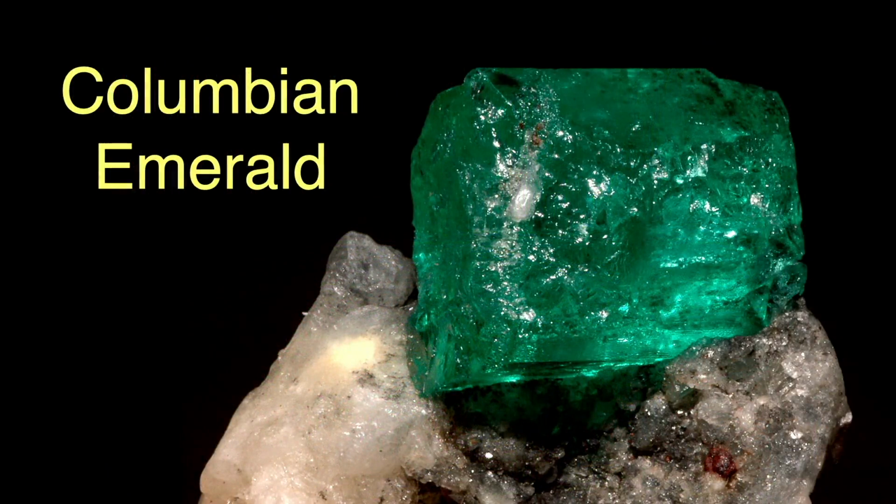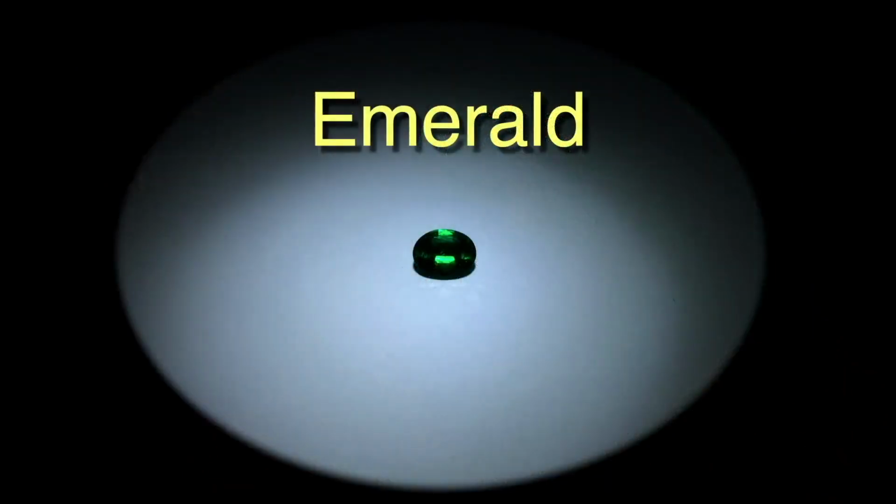This is a rough emerald from Colombia. The green color of emeralds is caused by a small impurity of the element chromium within the beryl. This is a small cut emerald I photographed.